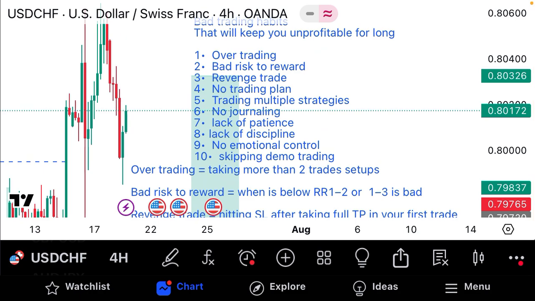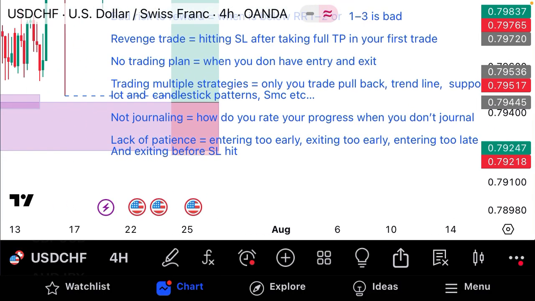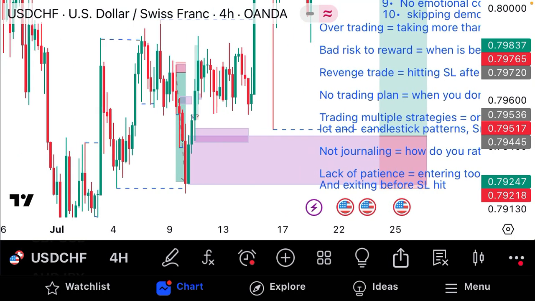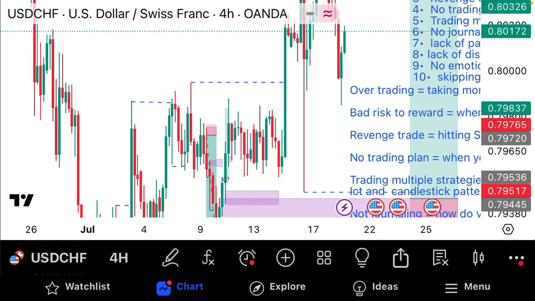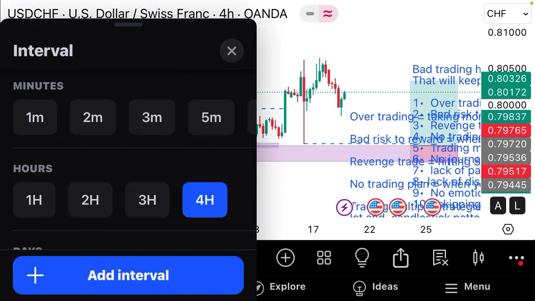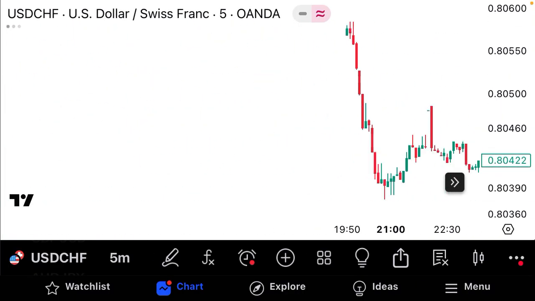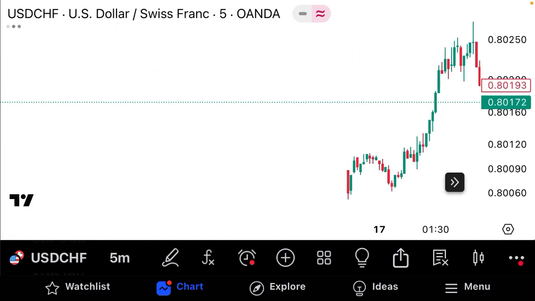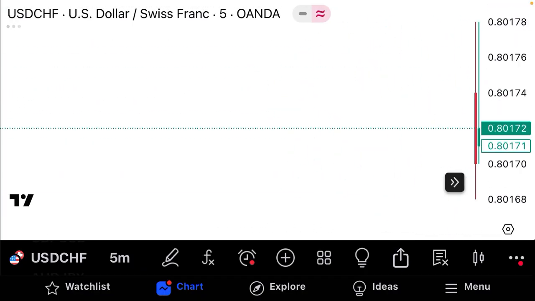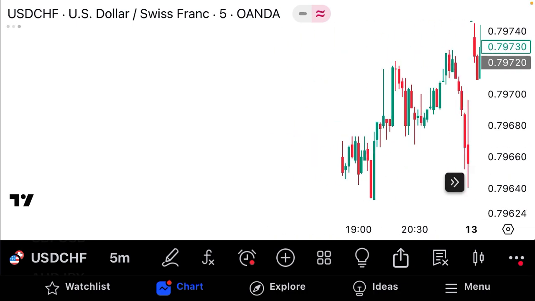So the seventh one, lack of patience. Lack of patience equals entering too early, entering too late, exiting too early, and exiting before SL. Like I said here, I always give a short example of this so that you guys will understand the whole thing. So here, lack of patience. For example, sorry, I love using the chart to give my example.